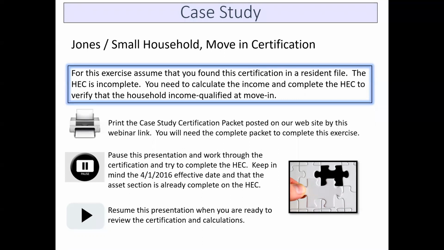Once you have gone through as much as you can in the case study, also paying attention to the fact that the assets were already filled in on the HEC, and that's just really to make this more of a case study where you're working through income calculations. But we certainly will go through the asset section when we're reviewing the HEC as well. Once you are ready to review, then go ahead and resume this presentation, and we will walk through each step of the certification process. So look at that printout and have fun, and we'll be back with you as soon as you want to resume.